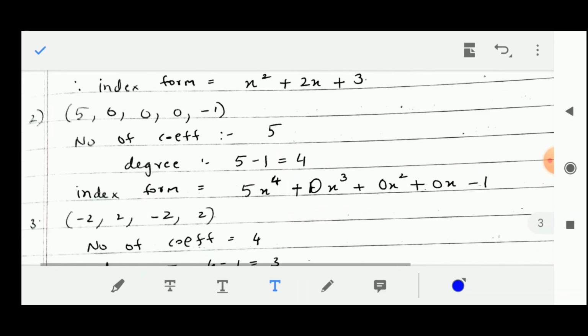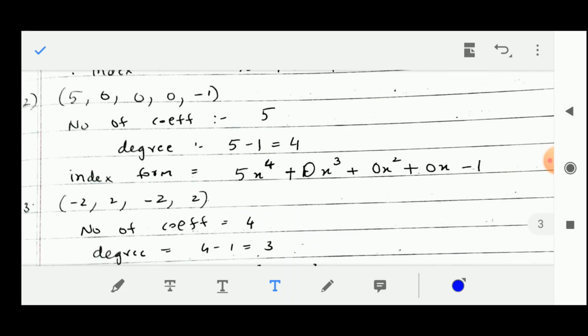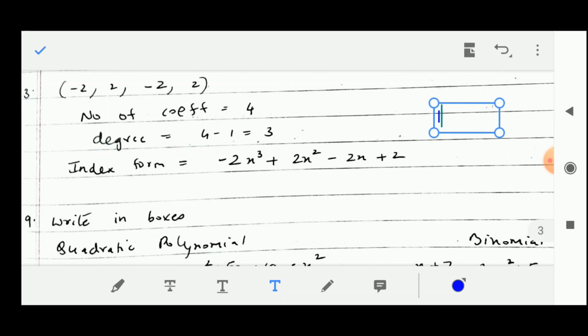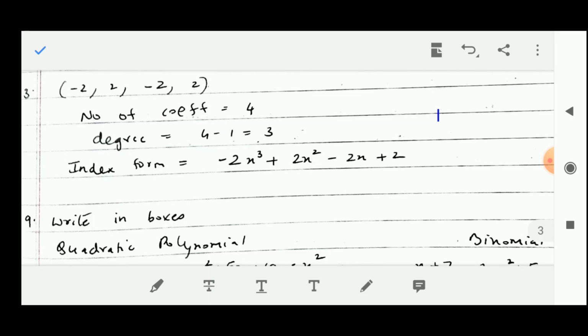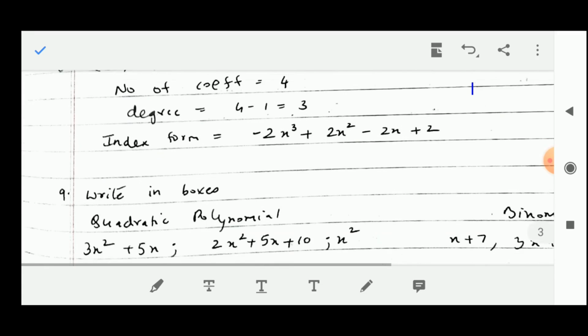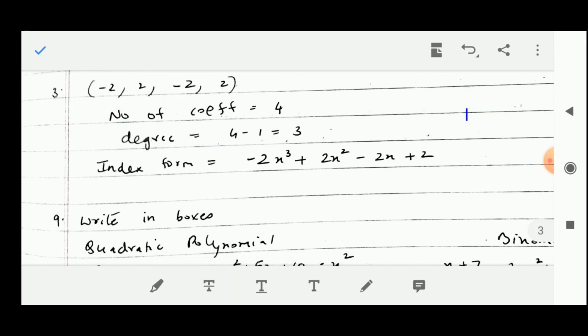So the index form will be 5x raised to power 4 plus 0x cube plus 0x square plus 0x minus 1. Then minus 2, 2, minus 2, 2. The number of coefficients is 4. So the degree is 4 minus 1, that is 3. So the index form is minus 2x cube plus 2x square minus 2x plus 2.